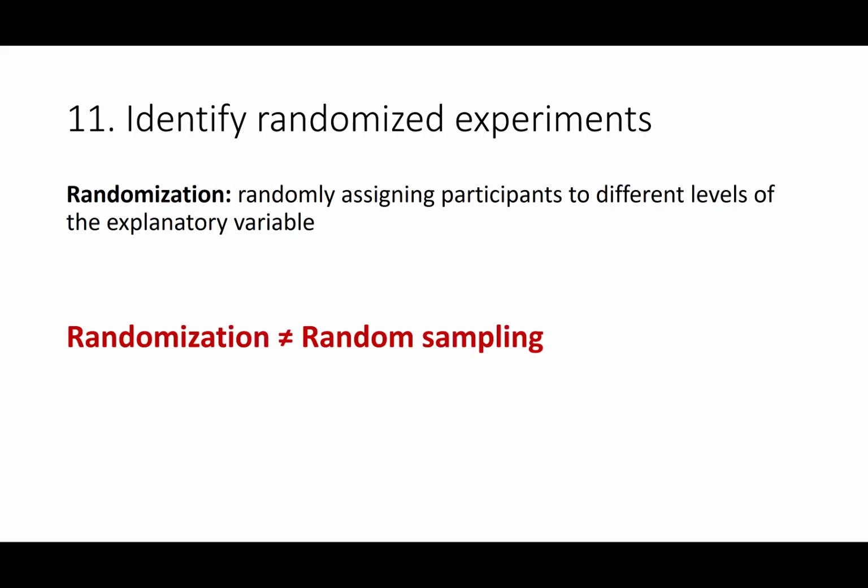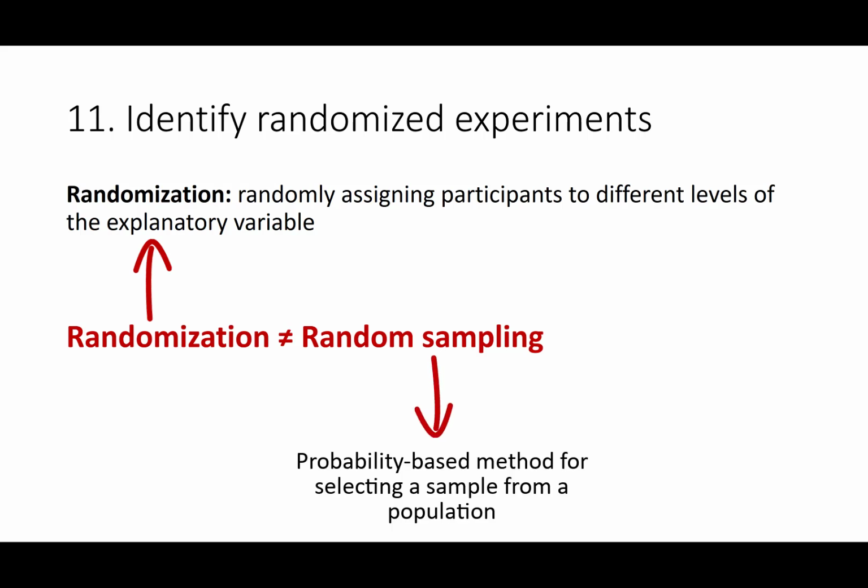Note that randomization and random sampling are different concepts. Randomization refers to the random assignment of experimental units to different conditions. Random sampling refers to the probability-based method for selecting a sample from a population that we saw earlier in this lesson.